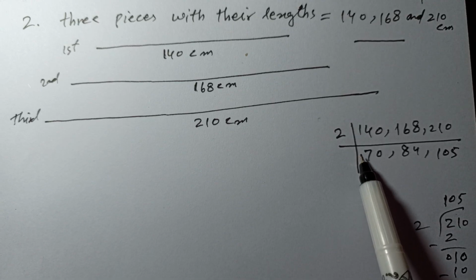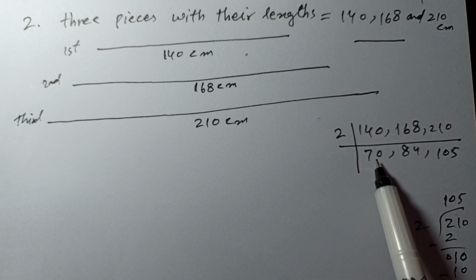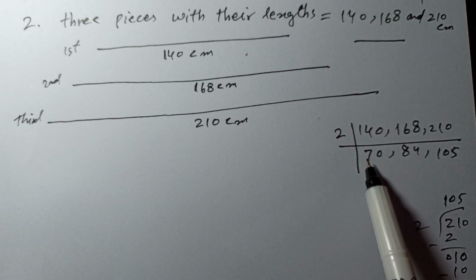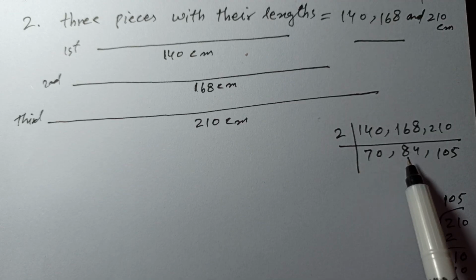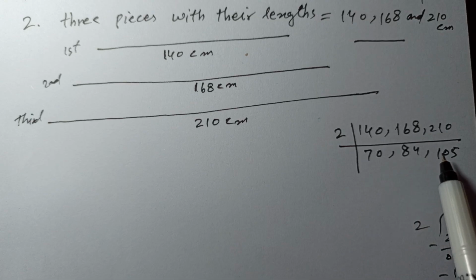Now you will not try 6, because 6 is not a prime number. Now you will try 7. 7 is a prime number. 70 can be divided by 7 and 84 can also be divided by 7, because 7 ones are 7 and 7 twos are 14.